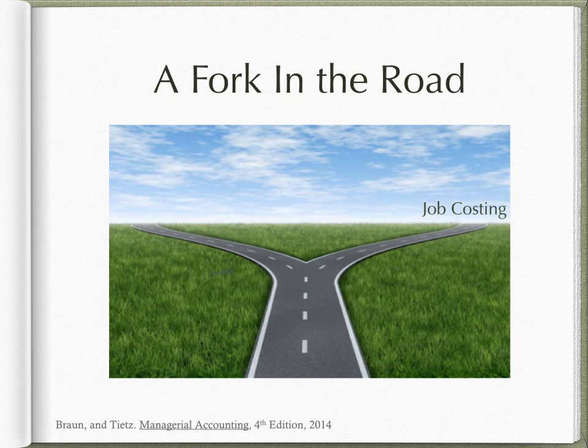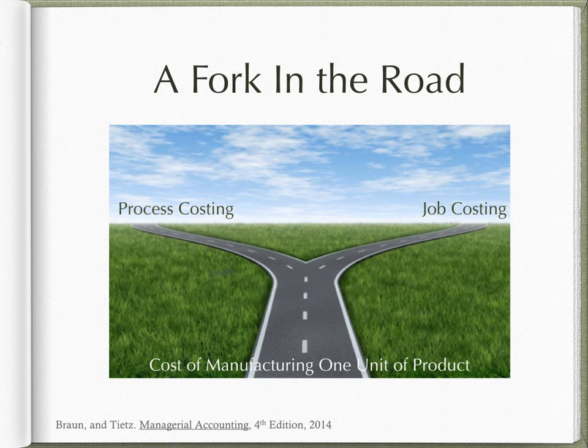The road to your right guides you through the mountains before arriving, whereas the road to your left follows the river to the restaurant. This is how job costing and process costing relate. Both are used to find the cost of manufacturing one unit of product, but they differ in the way that they achieve the answer.